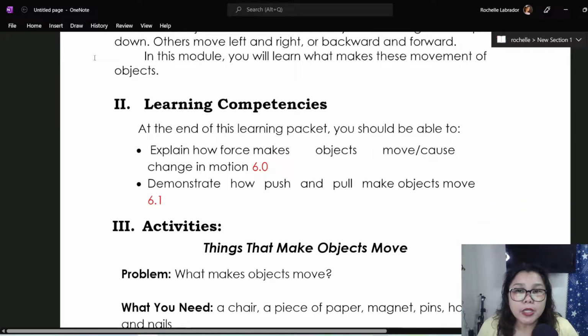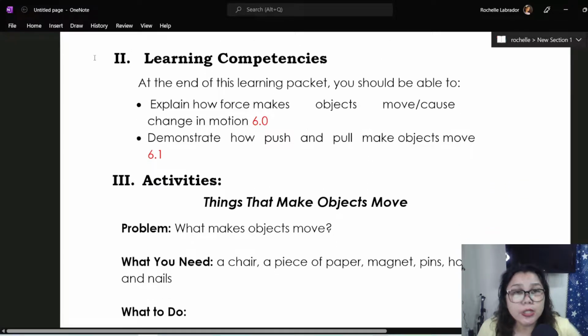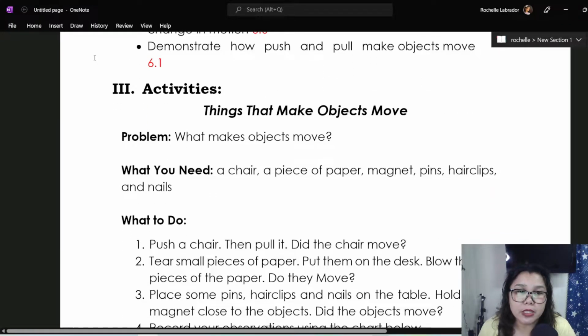For our learning competencies at the end of this learning packet, you should be able to first explain how force makes objects move or cause change in motion, and then second, demonstrate how push and pull make objects move. For our activities, let's begin with things that make objects move.